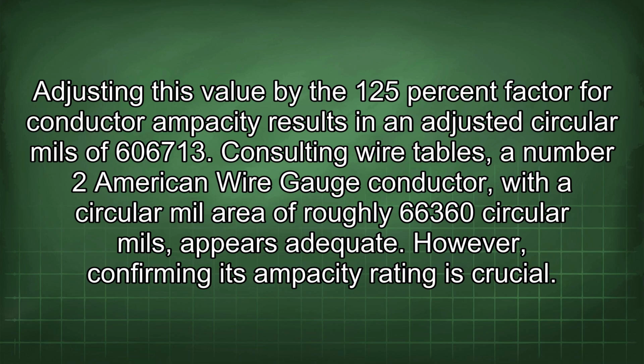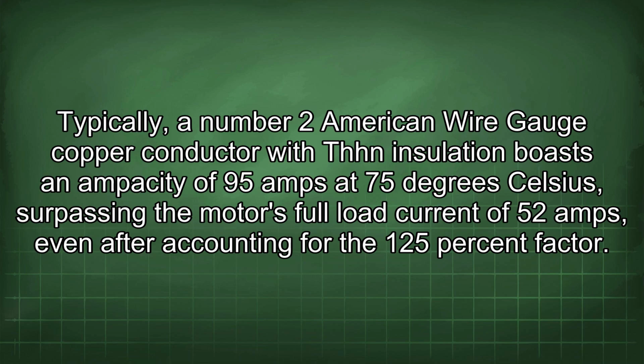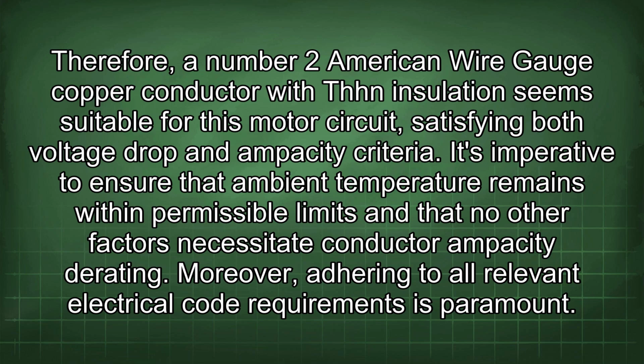However, confirming its ampacity rating is crucial. Typically, a number 2 American wire gauge copper conductor with THHN insulation boasts an ampacity of 95 amps at 75 degrees Celsius, surpassing the motor's full load current of 52 amps, even after accounting for the 125% factor. Therefore, a number 2 American wire gauge copper conductor with THHN insulation seems suitable for this motor circuit, satisfying both voltage drop and ampacity criteria.